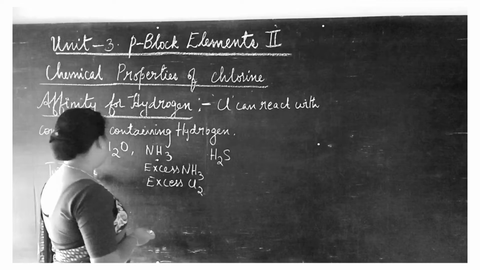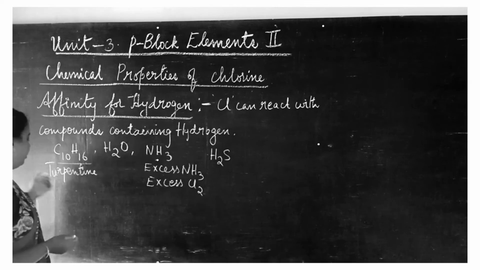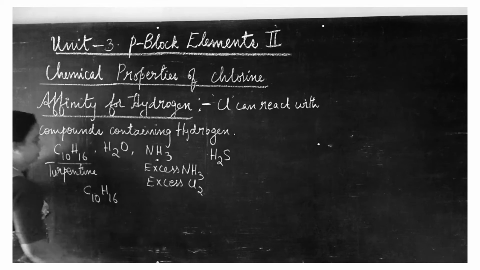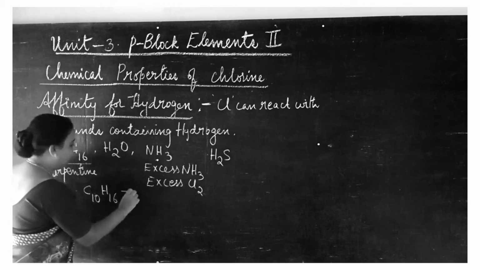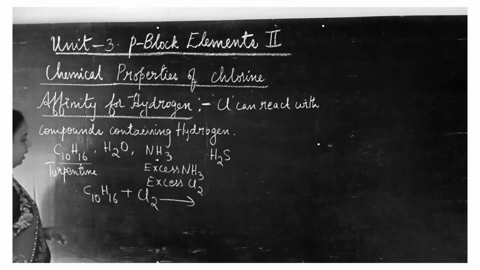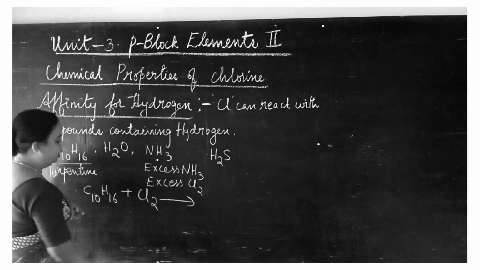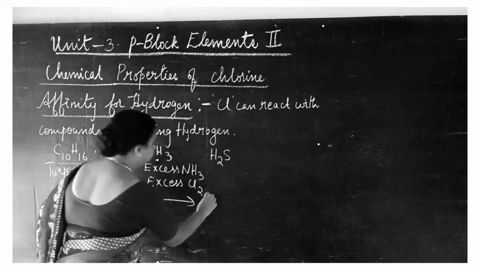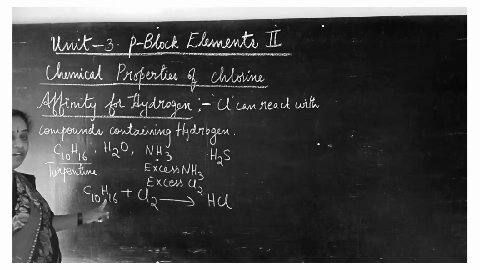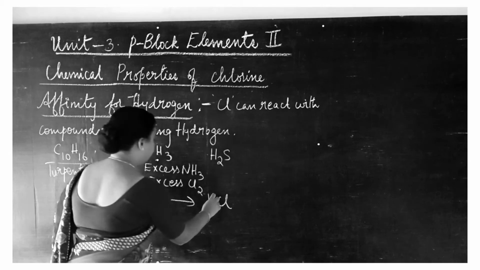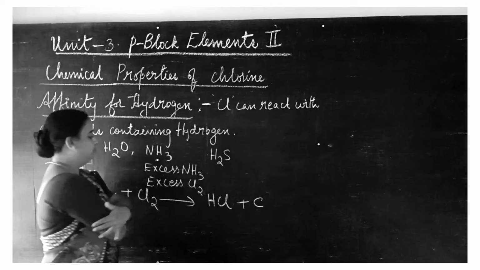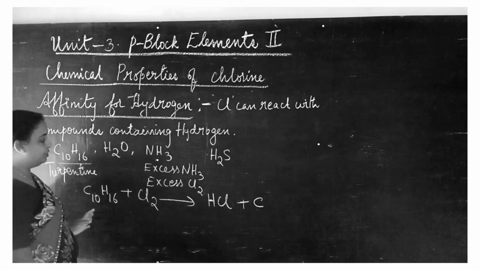So let us write the reaction here. Turpentine, C10H16, that's the formula for turpentine, reacts with chlorine to give HCl and carbon. Hydrogen and chlorine combine together to form HCl, because chlorine has high affinity for hydrogen.